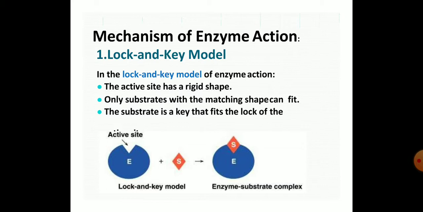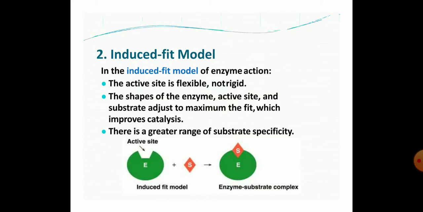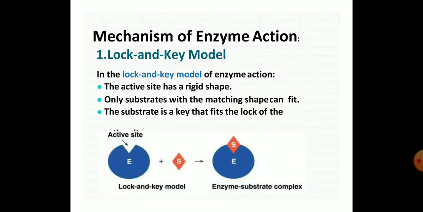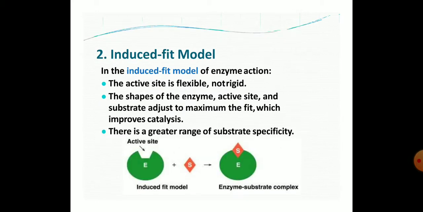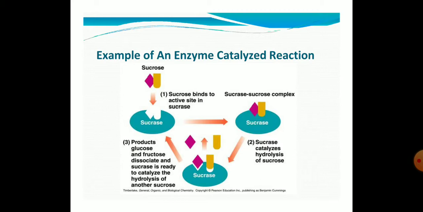So when a particular enzyme binds to a particular substrate, the enzyme substrate complex is formed. The next is the induced fit theory. Here the active site is flexible but not rigid. The shape of the enzyme active site and substrate adjust to the maximum fit, which improves catalysis. A great range of substrate specificity occurs. In the induced fit model, the enzyme and substrate fit to form the enzyme substrate complex, but there may be flexibility. In the lock and key hypothesis, there is no such flexibility.